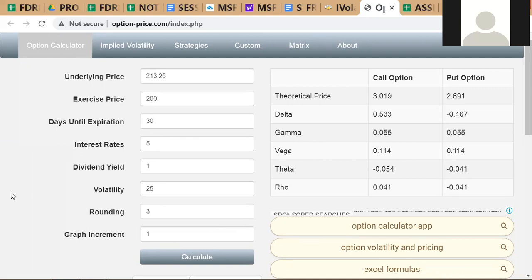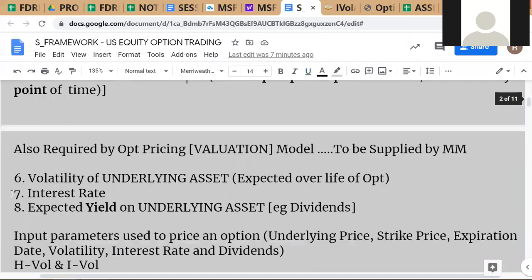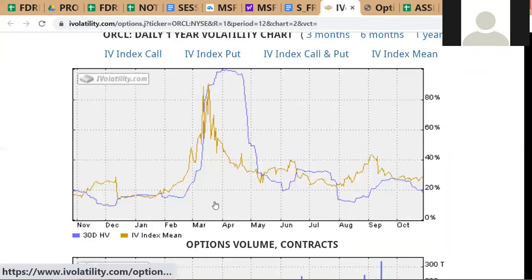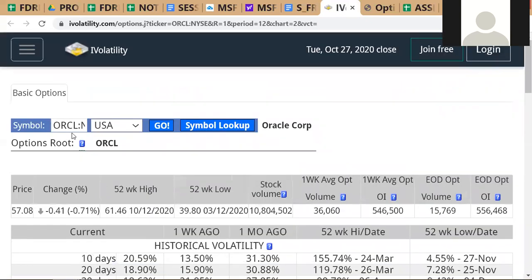So we will discuss what H-vol and I-vol are later on. We'll get into that discussion. But for the moment, you understand that they're two different things. And the fact that they're two different things can be seen from this chart. This is which option? This is Oracle. We can change it to something we are looking at. Microsoft.